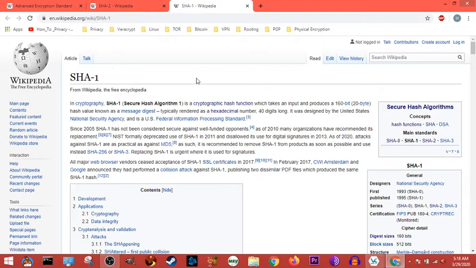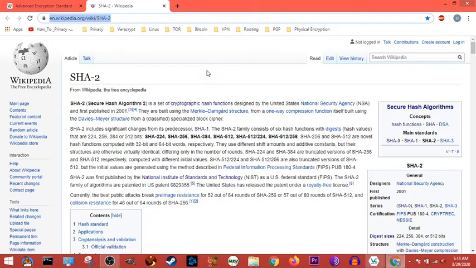But then people started noticing flaws, and the secure hash algorithm started to not be so secure. So eventually they released something called SHA-2, which is what we're using right now. SHA-2 includes SHA-512, and that's what we're going to be using in VeraCrypt.